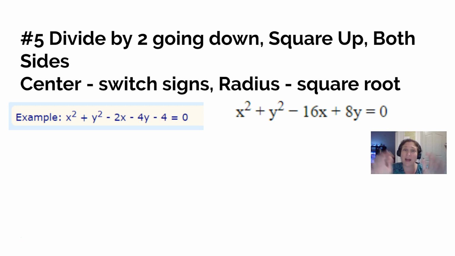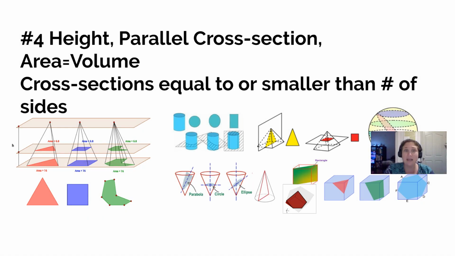Don't forget, you've got to group the x, leave a space, group the y, leave a space, bring that constant to the other side. When you go down, we divide by 2, then we square it. Whatever number we get here, we put on the other side. Divide the y term by 2, square it. Don't forget to bring it to the other side. Once you get your pretty equation, then you flip the signs to get the center and take the square root to get the radius.